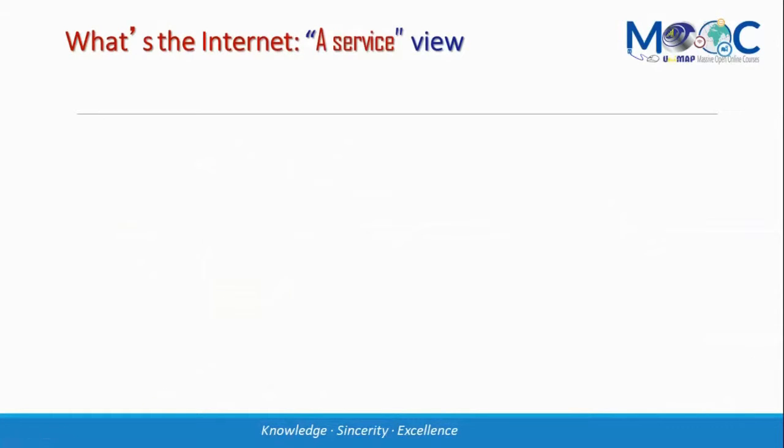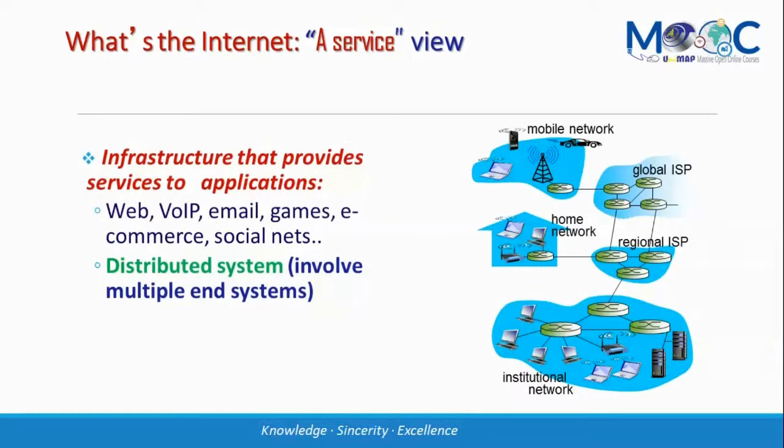Up to this point, we already learned about the components that make up the Internet. Now, let's take a look at the Internet from a different angle, namely the infrastructure that provides services to applications. Examples of the applications are web surfing, voice over IP, instant messaging, video streaming, and much more. These applications are called distributed systems because they involve multiple end systems in exchanging and transporting the data.